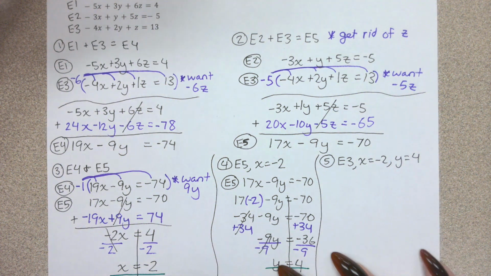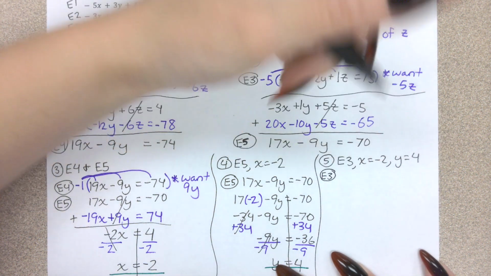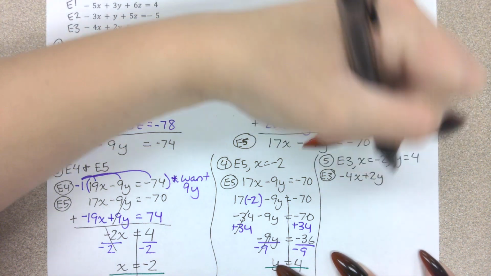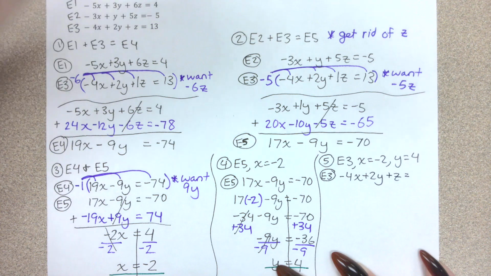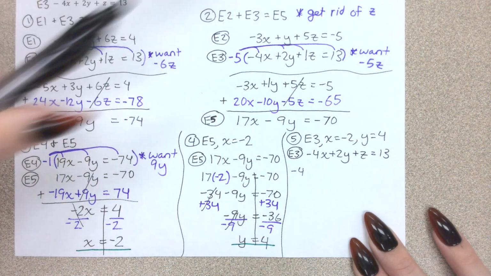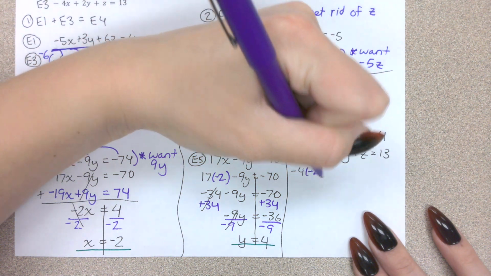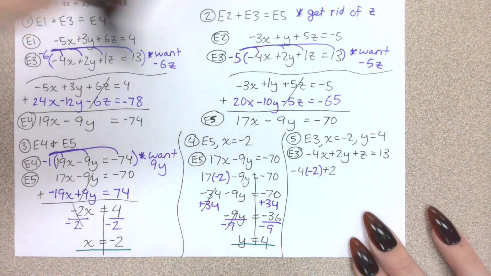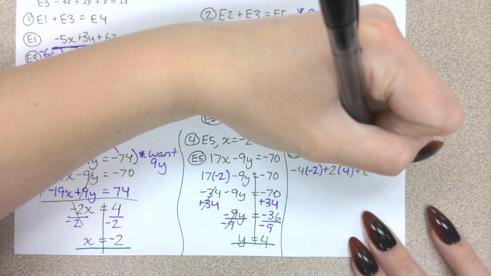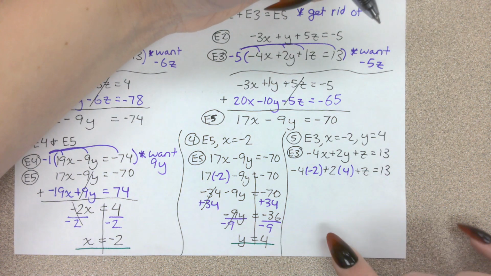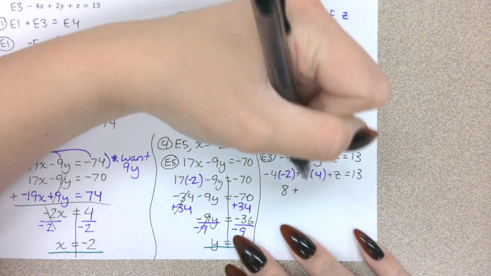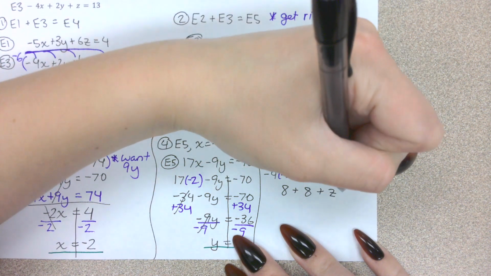It's very helpful. So we have E3, which is -4x plus 2y plus z equals 13. -4 times x, which is -2, plus 2 times y, which is 4, plus z equals 13. -4 times -2, this is +8. Plus 2 times 4 is also 8. Plus z equals 13.